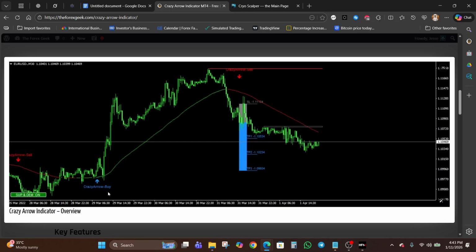Stop loss can be below the swing low, take profit can be around resistance zones, or perhaps when the red arrow appears. On the other hand, when you get a bearish confirmation after the red arrow appears, you can consider entering a sell trade. Stop loss above the swing high, take profit can be around support zones, or perhaps when the blue arrow appears. All right, pretty straightforward.